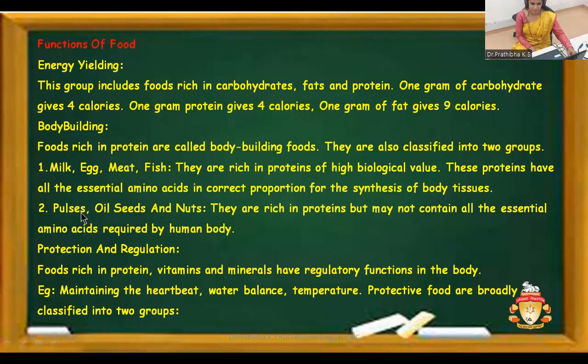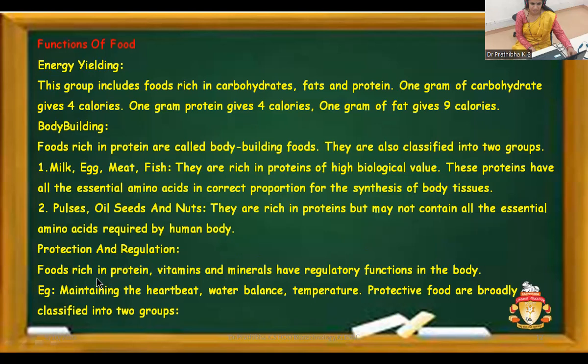And the second category is pulses, oil seeds, and nuts. Where people don't want to be non-vegetarian, they can go for this second category for bodybuilding, so that they can consume pulses, oil seeds, and nuts. These are rich in proteins but may not contain all the essential amino acids required by the human body.